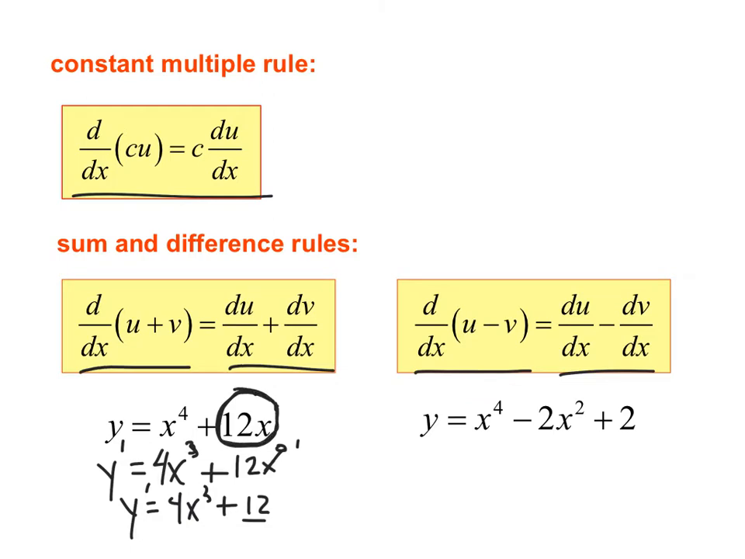The derivative of any linear function is just going to be the slope, because all the slopes are going to be the same as the function itself.